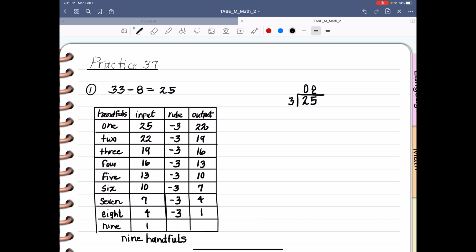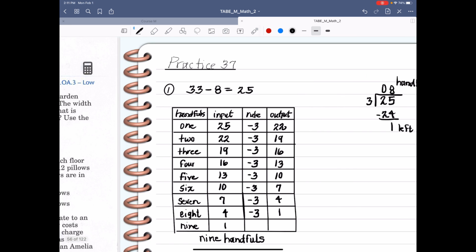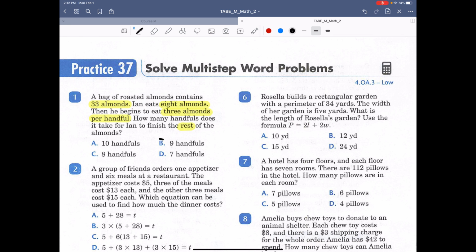It's going to go, and you can use a calculator here. So 24 with 1 left. So we would have 8 handfuls with 1 left over. And you see that's exactly what I have in this table. We're breaking down, and you can do that with subtraction or division. But in this case, again, to get that 1 left over, he would have to eat or do this process 9 times. So 9 is the answer, and that is B.